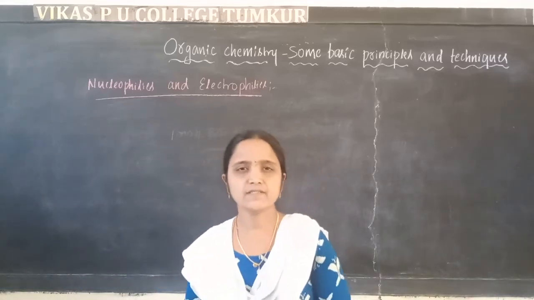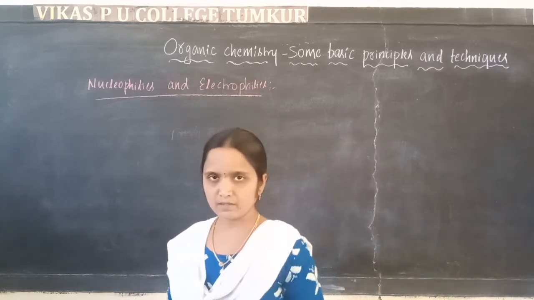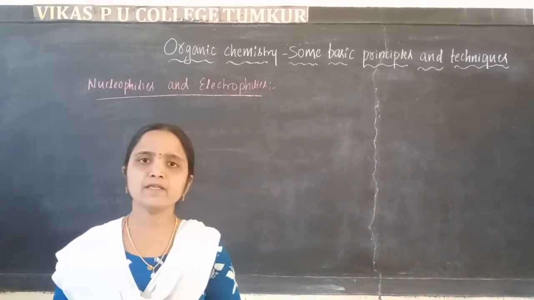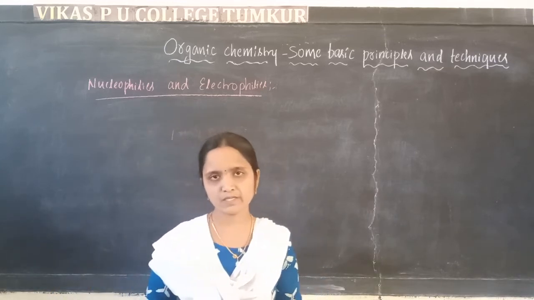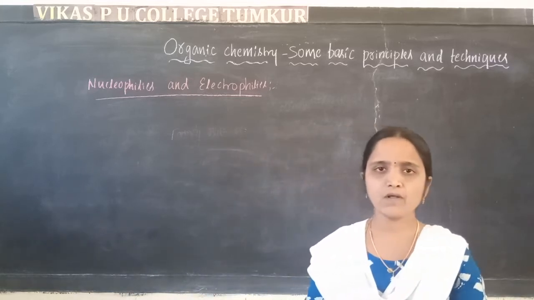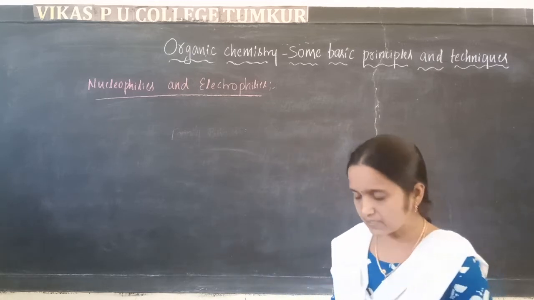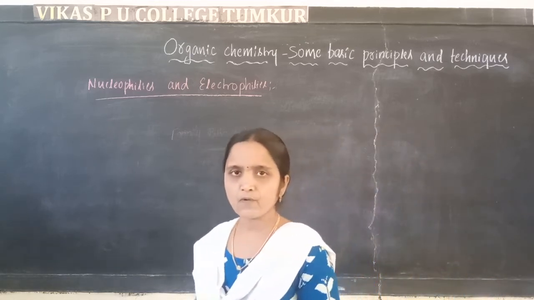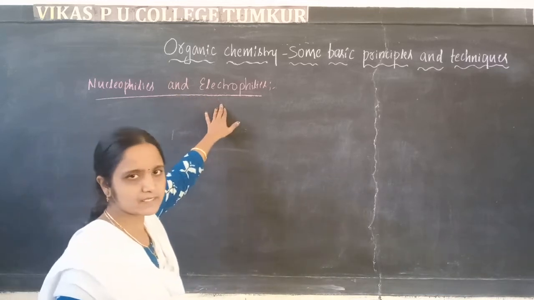Good morning, students. In the previous class, we discussed stereoisomerism and the fission of the covalent bond. The fission of the covalent bond takes place in two ways, that is homolysis and heterolysis. We discussed this in the previous class. In this class, we are going to be discussing nucleophiles and electrophiles.